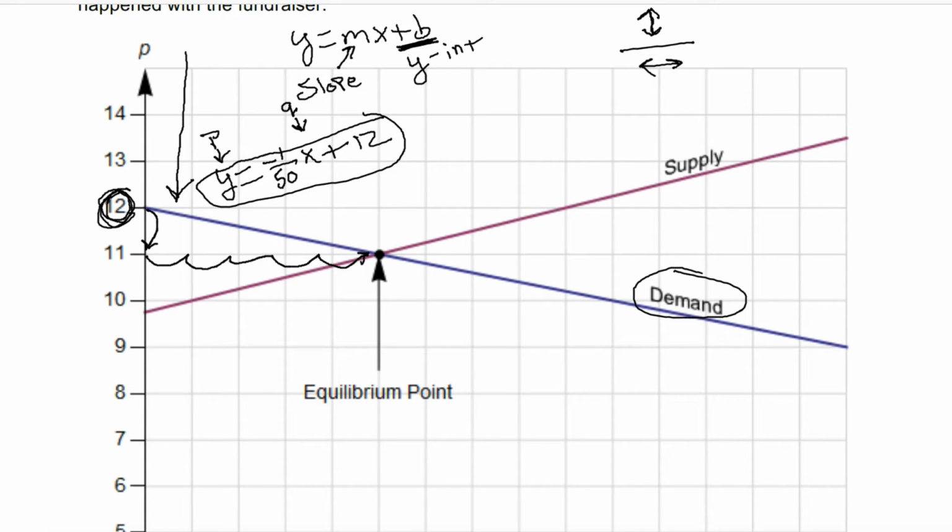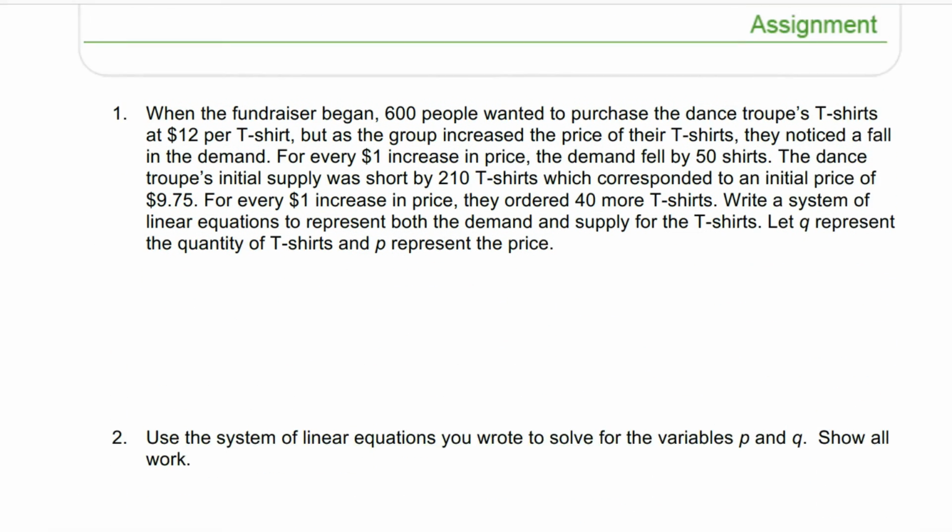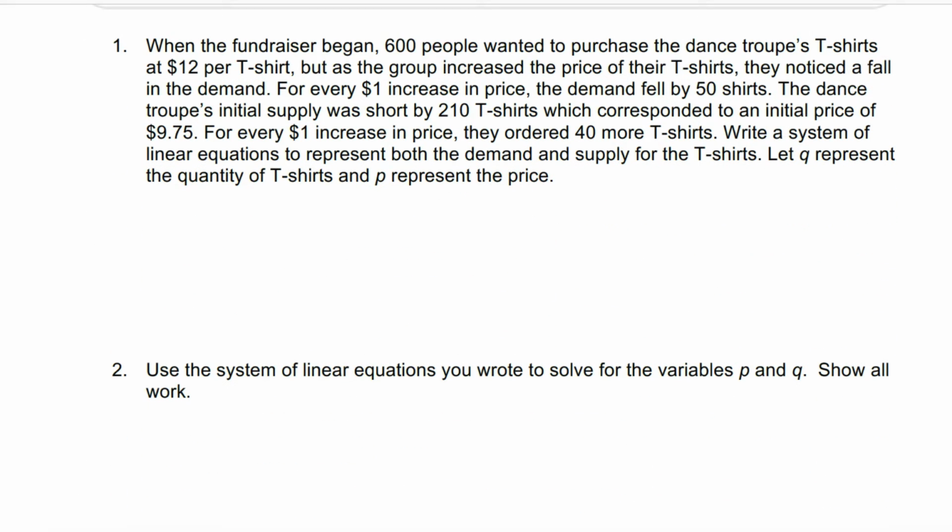We do the same thing for supply. Now we're dealing with supply. We do the same thing, only here, we don't know exactly what that y-intercept is. Well, that's where the story problem comes in to help us. So if we go down to the story problem, we see what that is. We see the first one was $12 per t-shirt, and now we're at $9.75 per t-shirt.